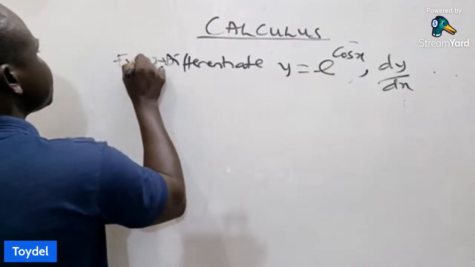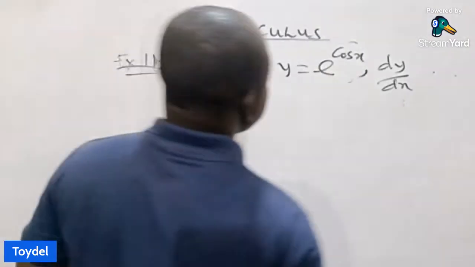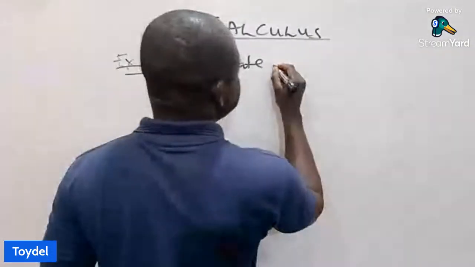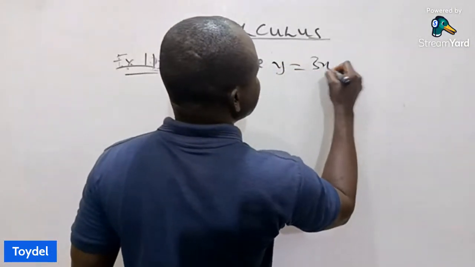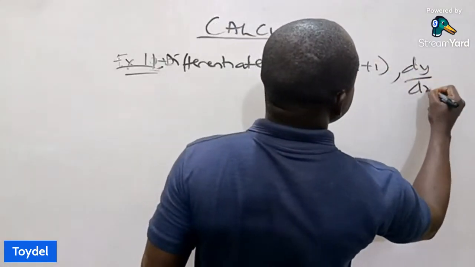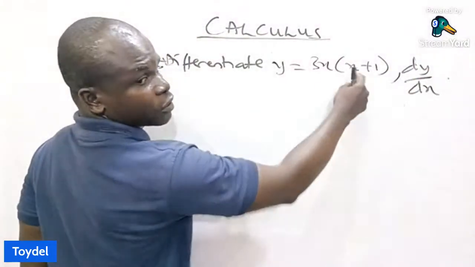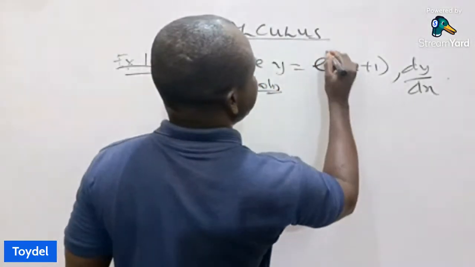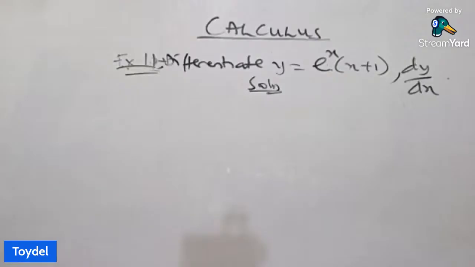Example 11, where we have a question in the form of a product. The question says differentiate y equal to e raised by x into bracket x plus 1. Find dy/dx. You know, this is the product of two functions. So in this type of question, you have to apply the product rule. You have to apply the product rule.